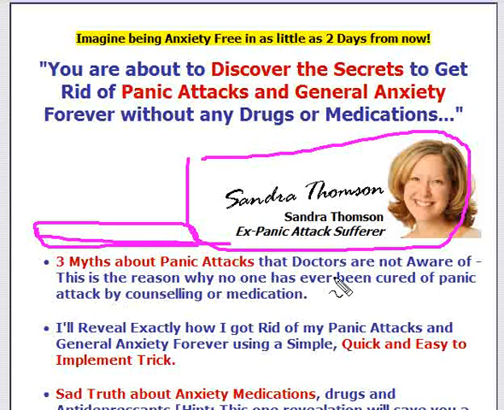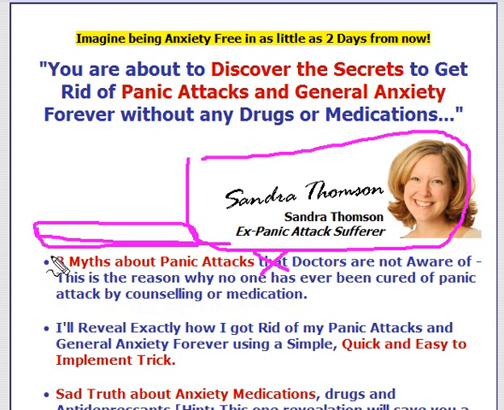Okay: "3 myths about panic attacks that doctors are not..." That "not" is one of those pesky words that, if you can remove it without changing the sense of the sentence, you should do it. It tightens your copy and makes it sound more direct, in your face. So: "3 myths about panic attack doctors are not aware of." "This is the reason why no one has ever been cured of panic attack by counseling or medication." "I'll reveal exactly how I got rid of panic attack."